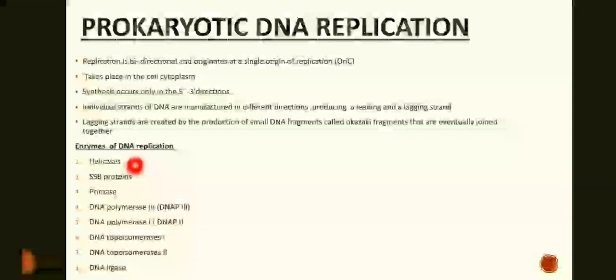First, helicases. They unwind the DNA helix at the start of the replication. Next, single strand binding protein. Their function is to bind to the single strand of unwound DNA to prevent the reformation of the DNA helix during replication. Next enzyme is primase. Its function is to synthesize the RNA primer needed for the initiation of DNA chain synthesis.